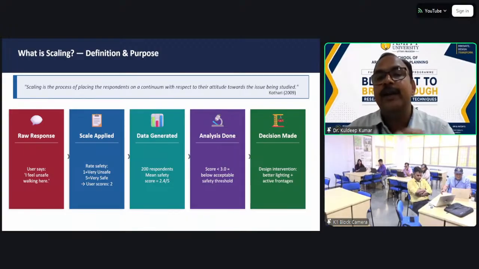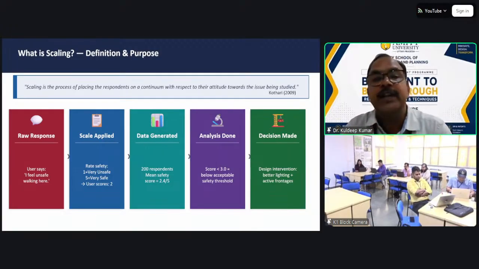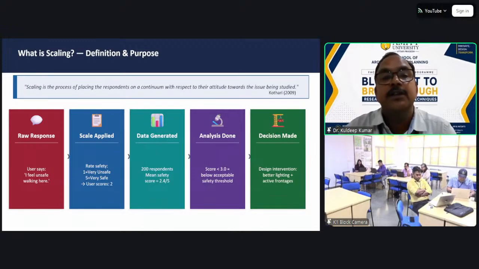Now see the second step, when you apply the scale. We can hand over a card on a scale of 1 to 5, where 1 is very unsafe and 5 is very safe. How would you rate your safety in that underpass? Maybe he or she can mark 2. So now scaling has been done. Step 3, data has to be generated. So we collect similar data from maybe 200 respondents. After collecting the data, the mean safety score comes out to be, say, 2.4 out of 5.